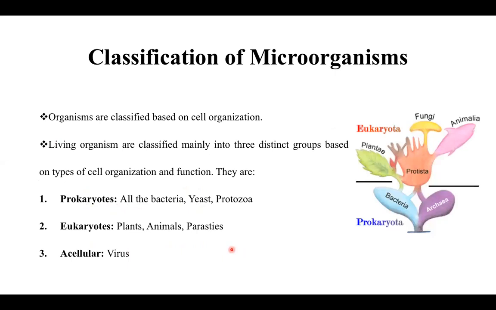The classification of living organisms based on their cellular organization. Based on cellular organization, all the living organisms on this planet are broadly categorized into three categories. That is, prokaryotes, which have single cells. They are single cellular organisms, placed in the group of prokaryotes. Examples are the bacteria, yeast, and the protozoa. While the multicellular organisms on this planet are grouped in the eukaryotes. These eukaryotes are the plants, animals, or the parasites.